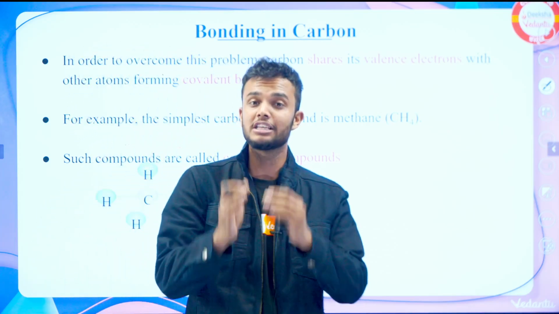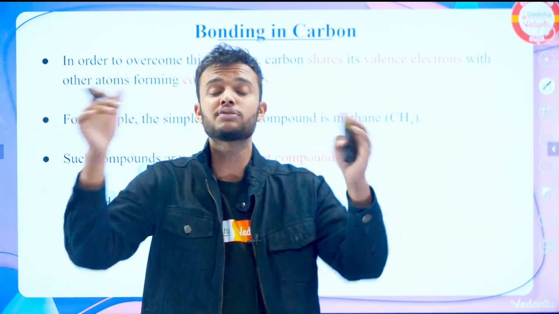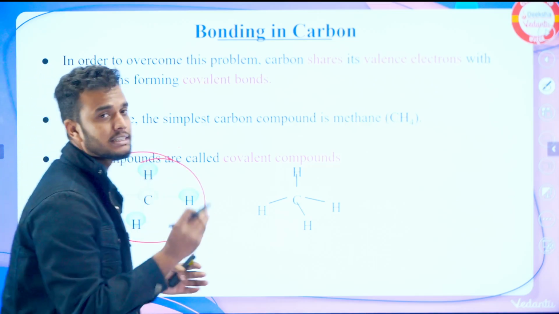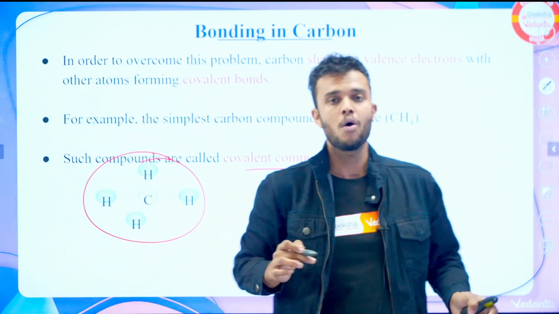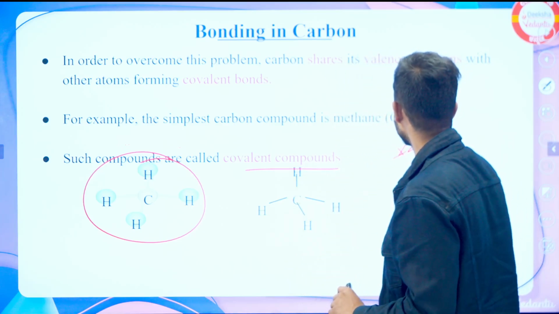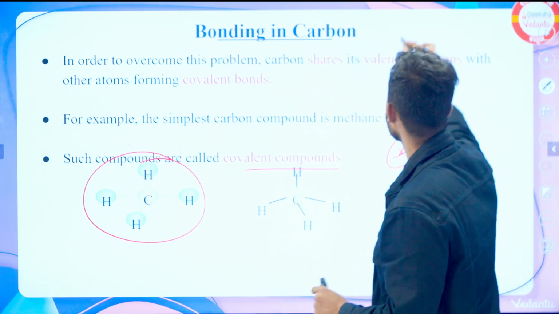What is a covalent bond? It is a chemical bond formed by sharing of valence electrons. For example, CH4. It is the simplest covalent compound. Okay, students, in an MCQ they may ask which is the simplest covalent compound. It is CH4. Also the catenation and tetravalency properties are very important.